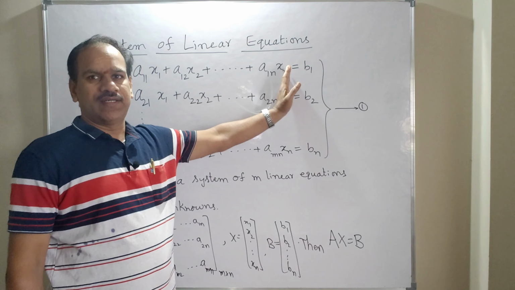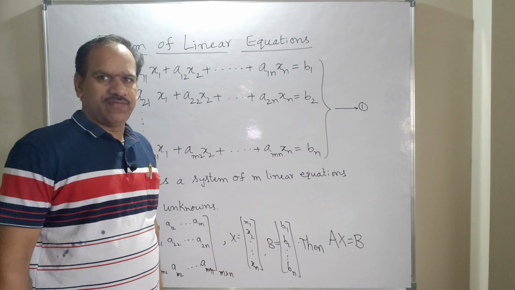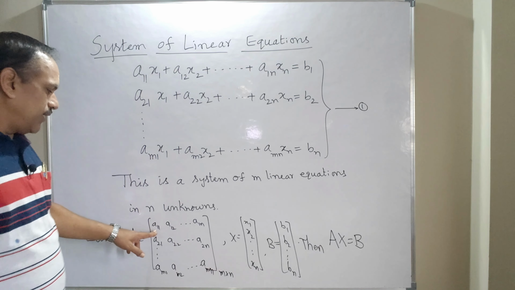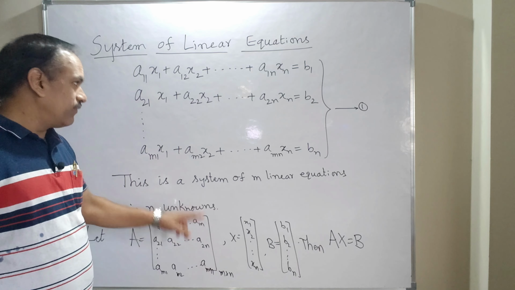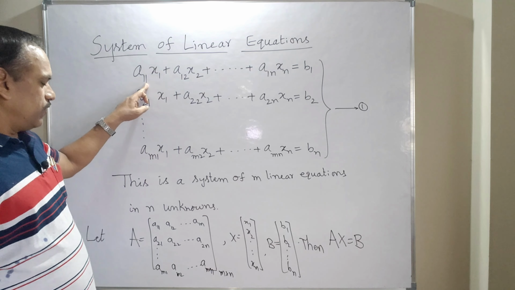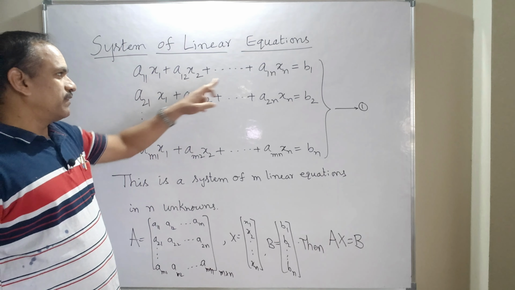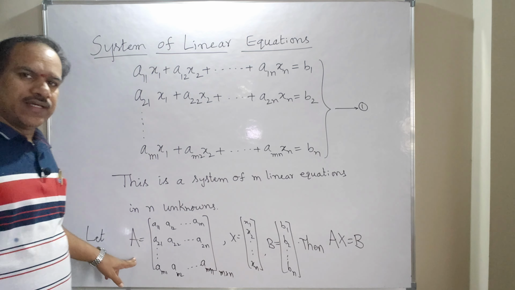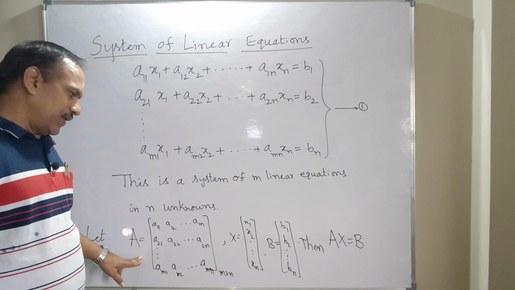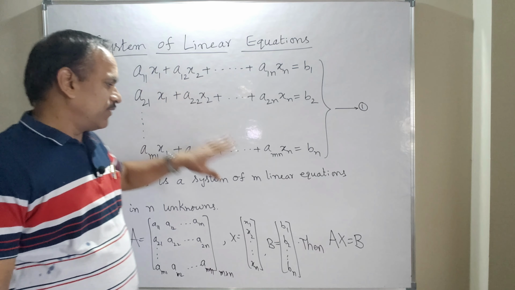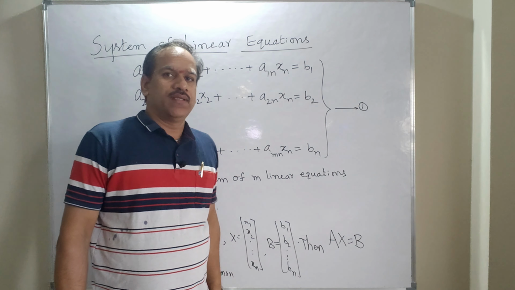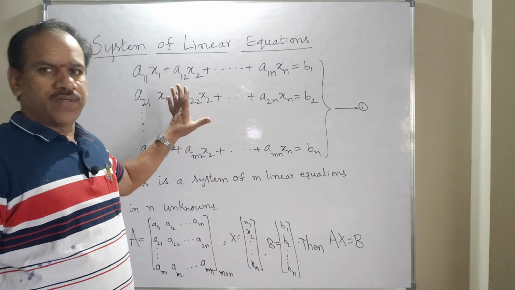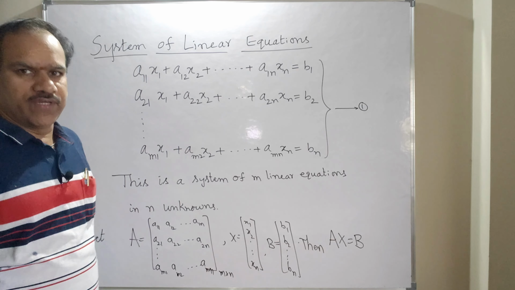Always write the constant term on the right hand side for convenience. So if you take the matrix a11, a12 and so on, a1n, that means the coefficients. You write all the coefficients of xi's into a matrix, right? Then we call it a coefficient matrix A. The system can be written as Ax equal to B, right? This is called matrix equation of the corresponding system of equations.